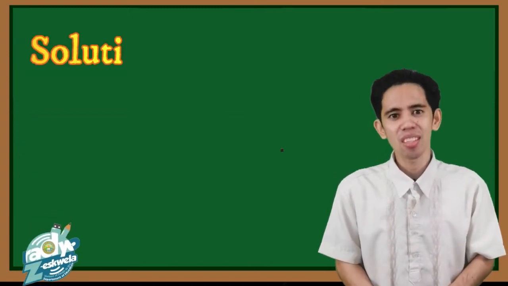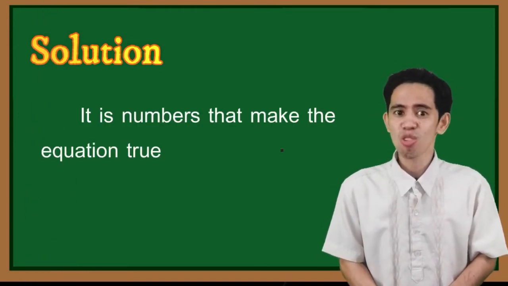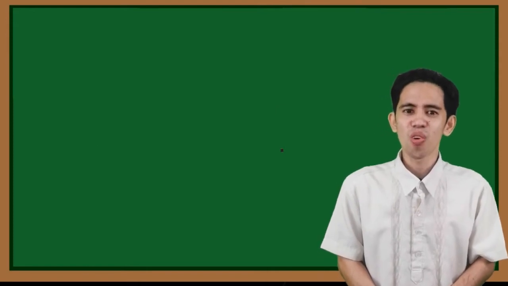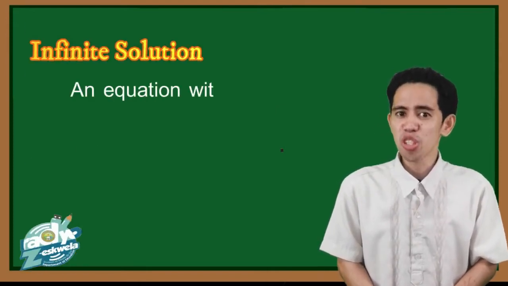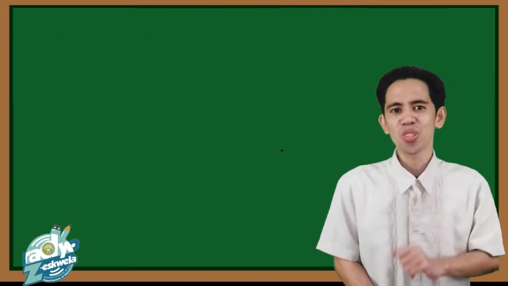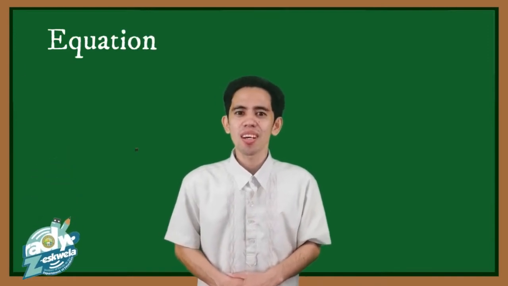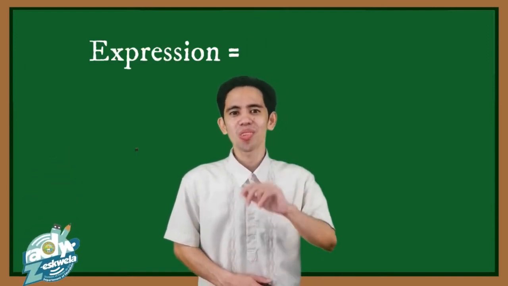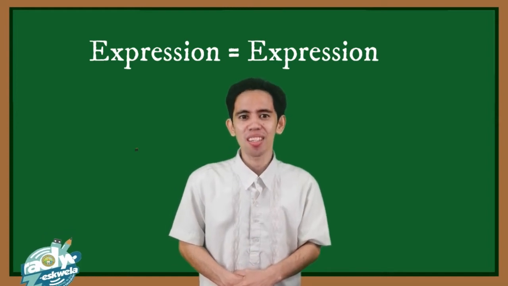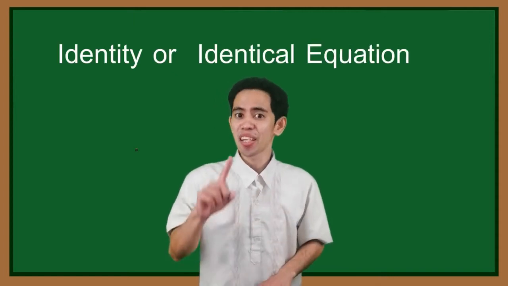And for the solution, it simply means the numbers that make the equation true. Then an infinite solution is an equation with many solutions. But if there is no answer, that simply implies that there is no solution. Remember, an equation is a statement that two expressions are equal. It has two types, the identity or identical equation and the conditional equation.